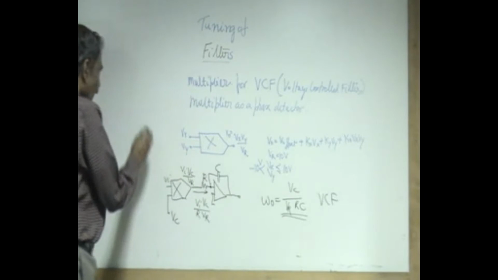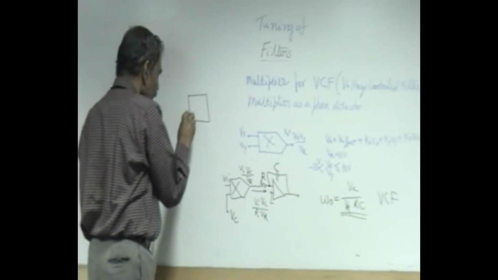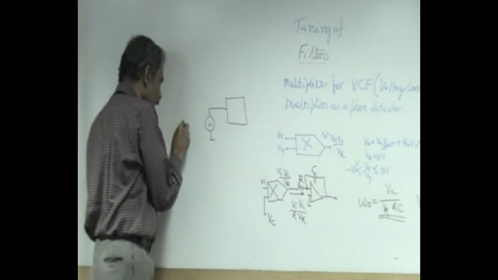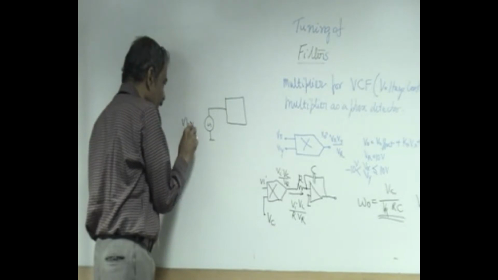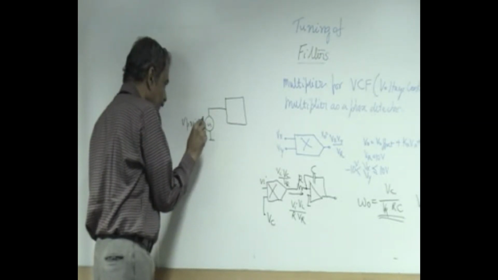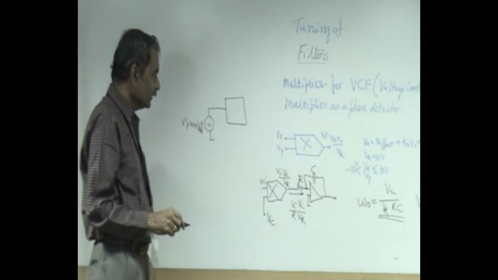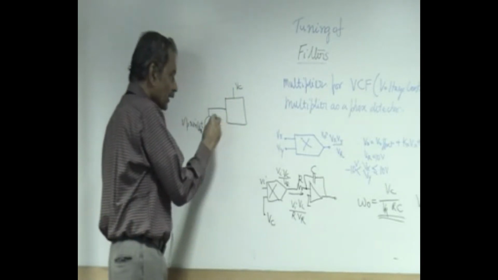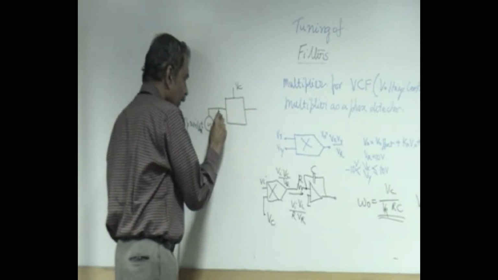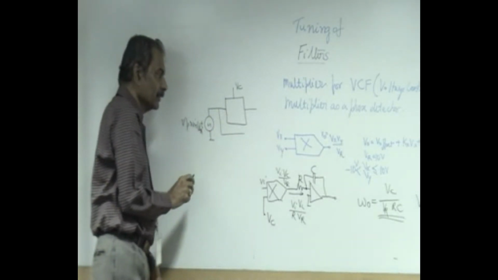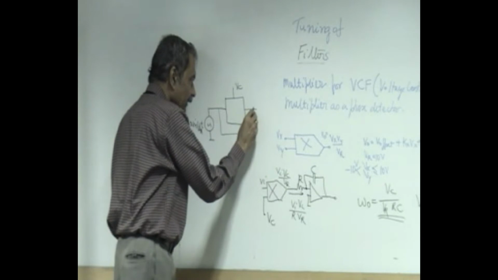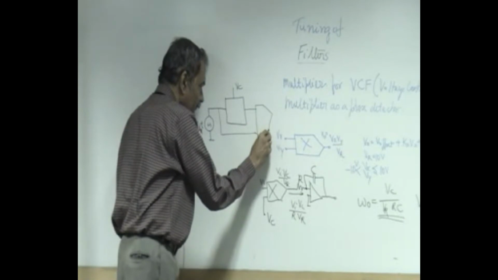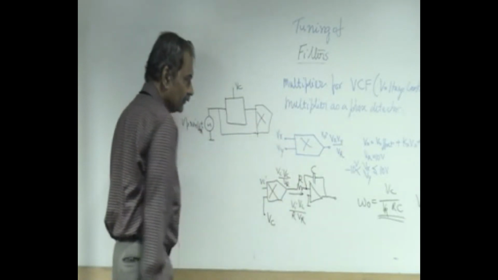So let us say we have this voltage controlled filter block, which is getting an input frequency, let's say Vp sine omega r t. It's a reference frequency that we have as the input. We want our filter, which has a control voltage, to be tuned exactly to this incoming frequency. Now we compare the incoming frequency and the output frequency using this multiplier as the phase detector.